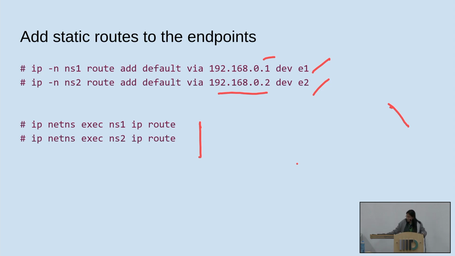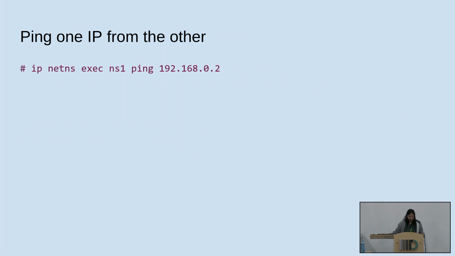Great. So what we'll do now is, as last time, try pinging the 192.168.0.2, that belongs to NS2 from NS1, and check if the ping is working. Is it working for anyone? No? Sorry. Packet loss? Okay.